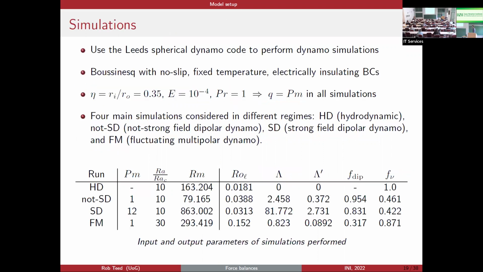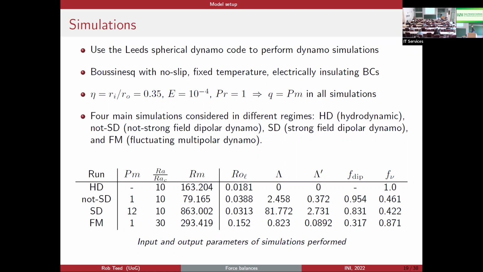Okay, so right, the simulations. We use this spherical dynamo code. Thank you, Ashley, wherever you are. We use Boussinesq, no slip, fixed temperature, electrically insulating boundary conditions. We run with a radius ratio that's like the Earth. We run at Ekman number 10 to the minus 4 for all of the simulations I'm going to show you here. Obviously, that's not very small.